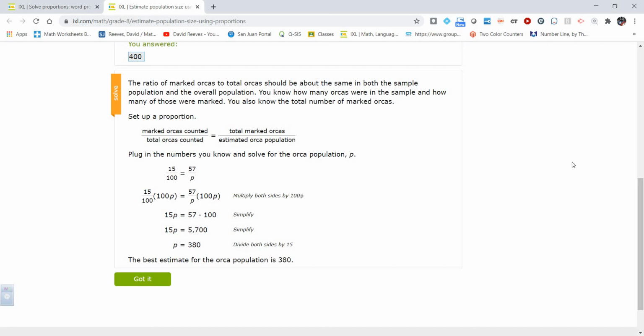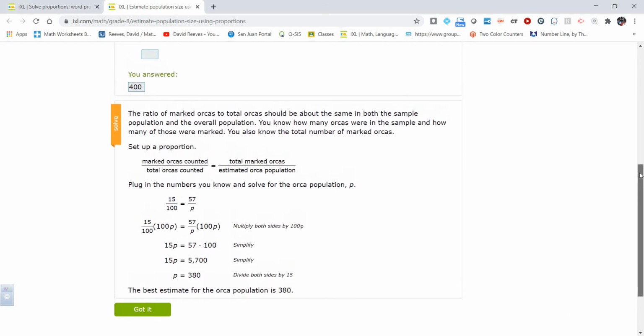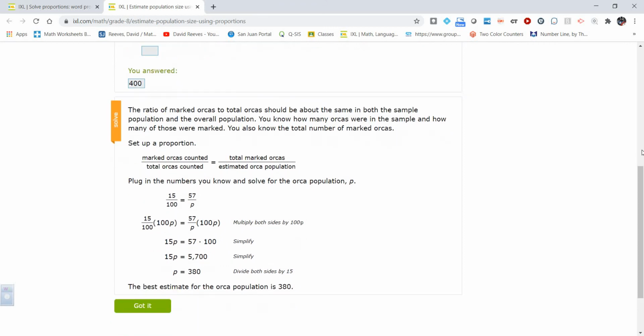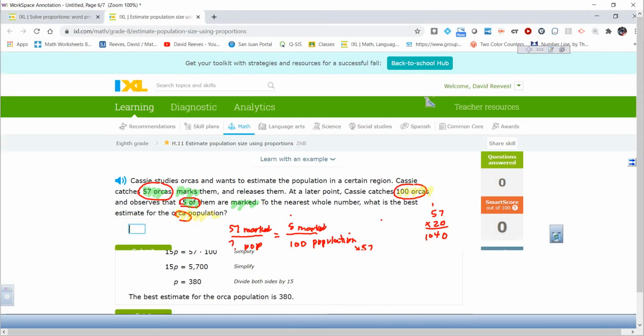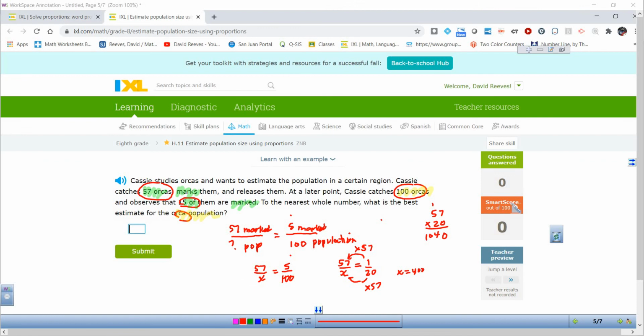15 over 100. All right, 15 over 100, blank over 57. Wow. What did I do? Oh, Mr. Reeves. Look at that. Sloppiness. Sloppiness. I had 5 instead of 15. All right, so, oh my goodness.